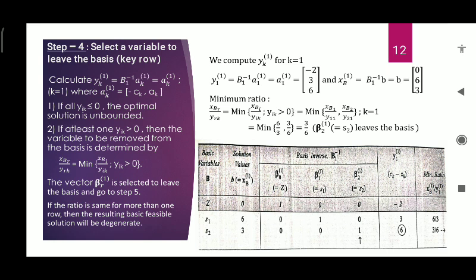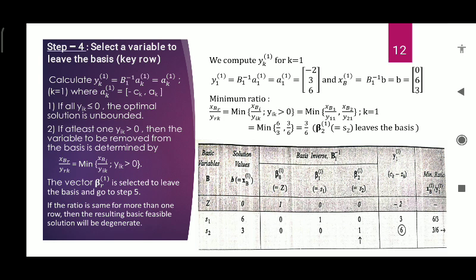If at least one Yik is greater than 0, then the variable to be removed from the basis is determined by using the following formula: XBr by Yrk equal to the minimum ratio of XBi divided by Yik, for which Yik is greater than 0. That means the value Yik should be positive, and only for those values you find the minimum ratio. Here the vector Br is selected to leave the basis, and go to step 5. If the ratio is the same for more than one row, then the resulting basic feasible solution will be degenerate.